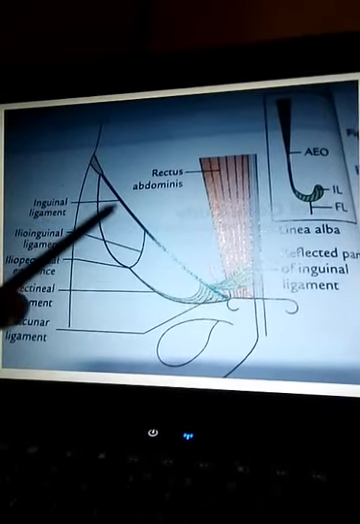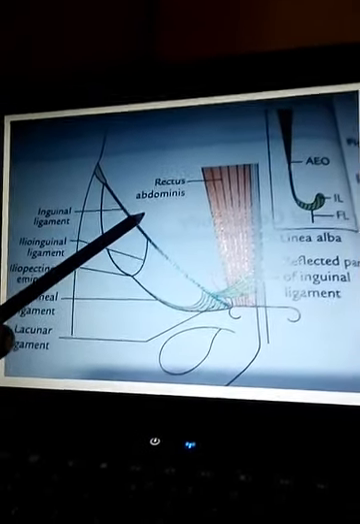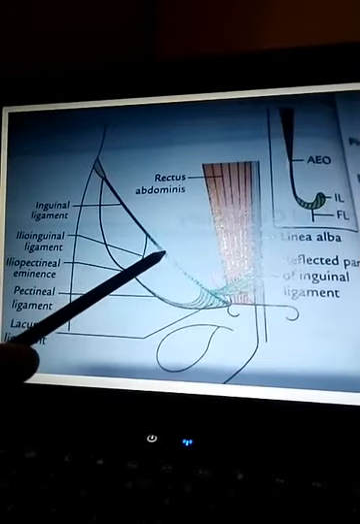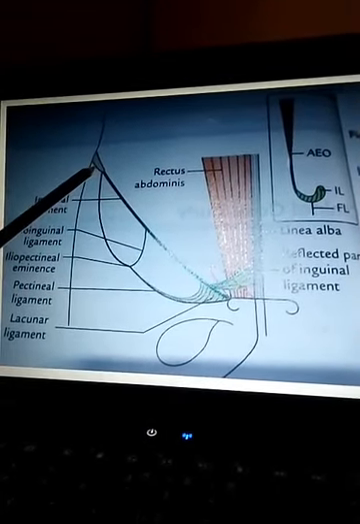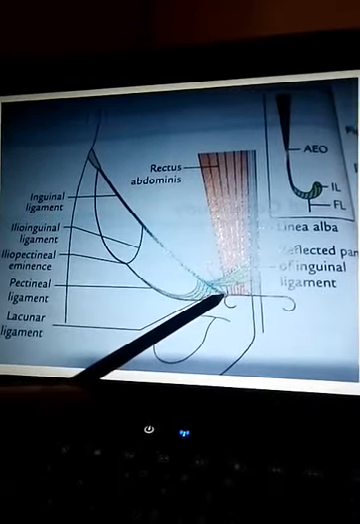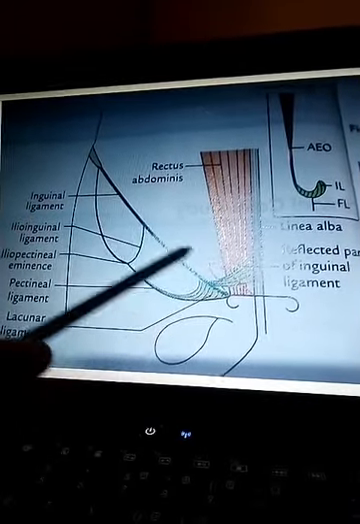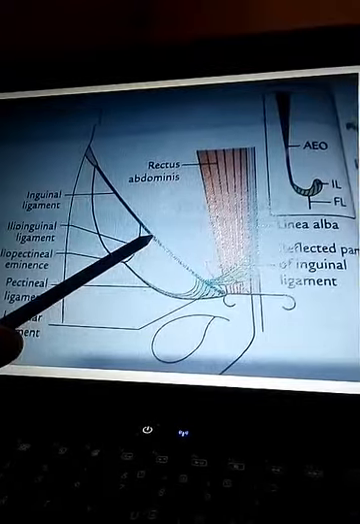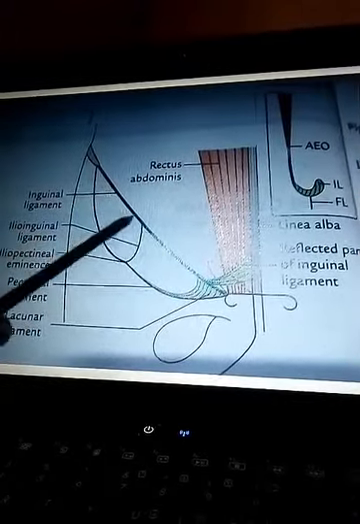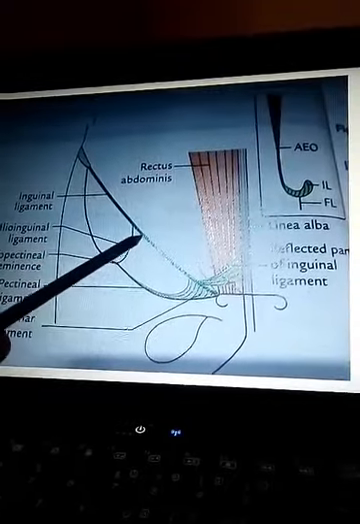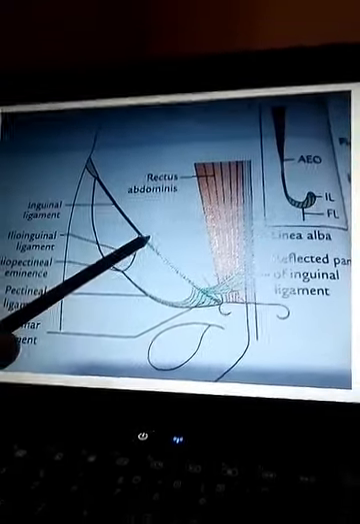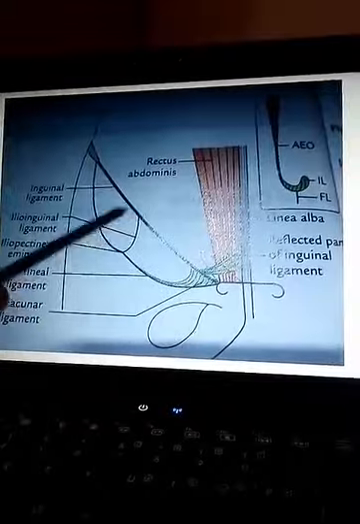Inguinal ligament. The inguinal ligament is a thick, fibrous band extending from the anterior superior iliac spine to the pubic tubercle. It lies beneath the fold of the groin. It is formed by the lower free border of the external oblique aponeurosis, which is thickened and folded backwards on itself.